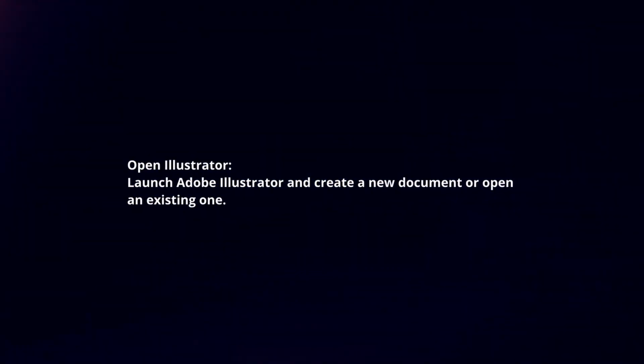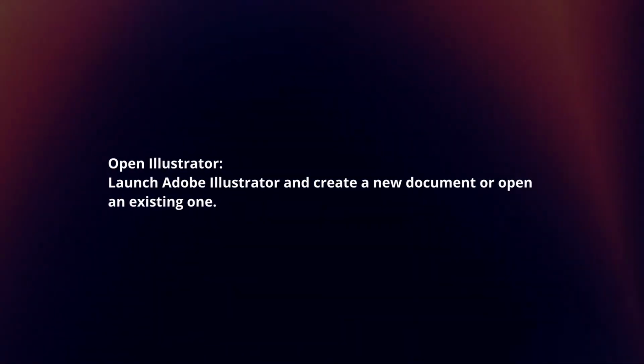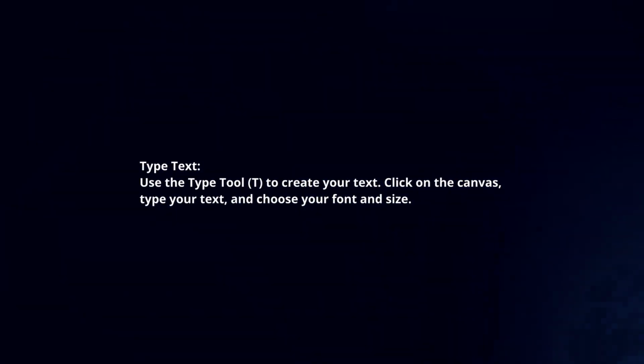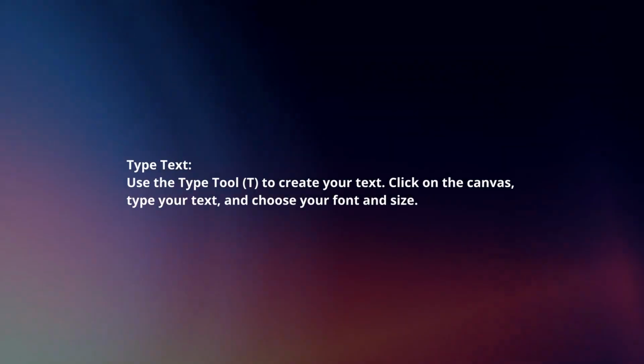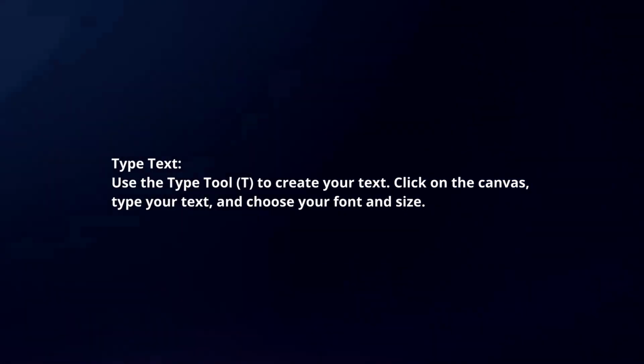Launch Adobe Illustrator and create a new document or open an existing one. Type text. Use the Type tool to create your text. Click on the canvas, type your text and choose your font and size.